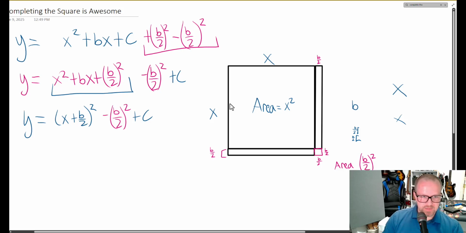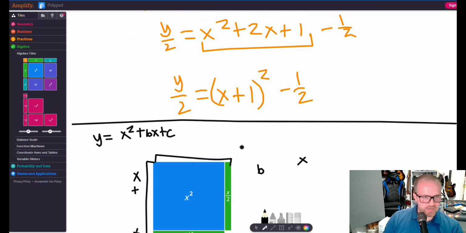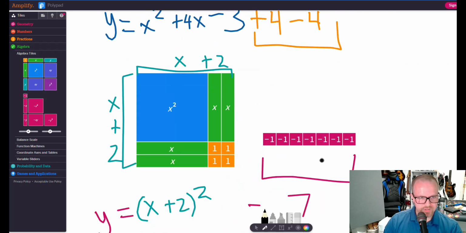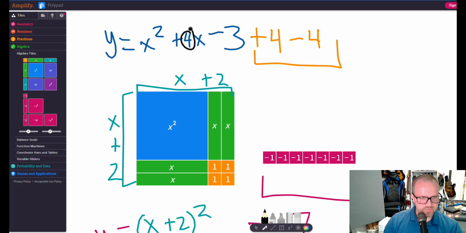If we go back to the examples that we just did over here, let's look at this one, for example, at the start. Our b was 4. So the thing we're looking for is going to be b over 2, so 2 squared. And that would give us our square area of 4.